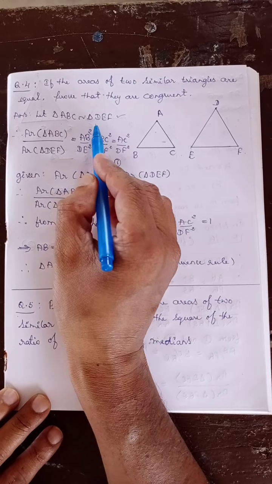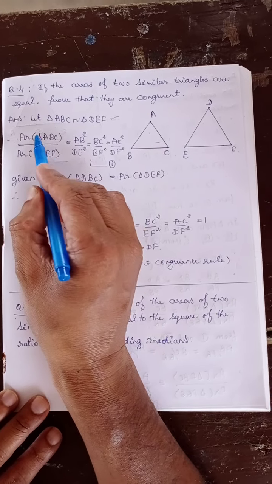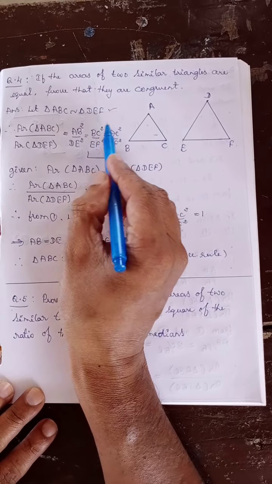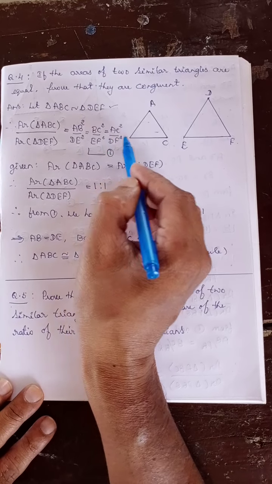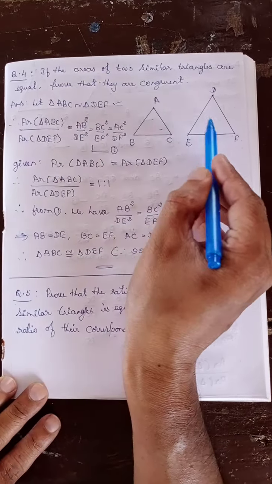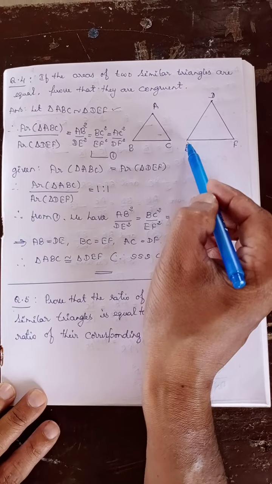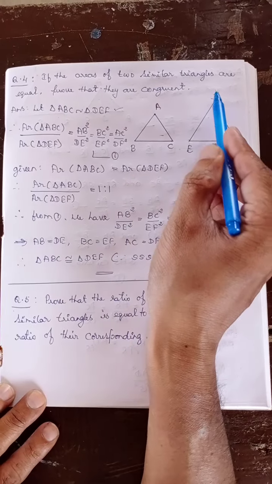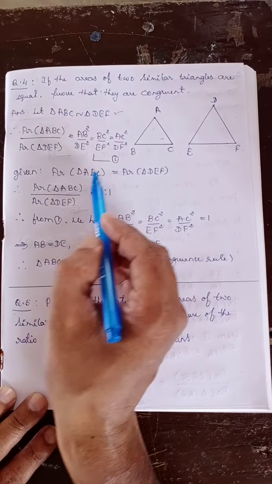Once the triangles are similar, according to the theorem, the ratio of the areas of the two similar triangles is equal to the square of the ratio of their corresponding sides. So area of ABC by area of DEF is equal to AB square by DE square, is equal to BC square by EF square, is equal to AC square by DF square. Take it as equation 1.